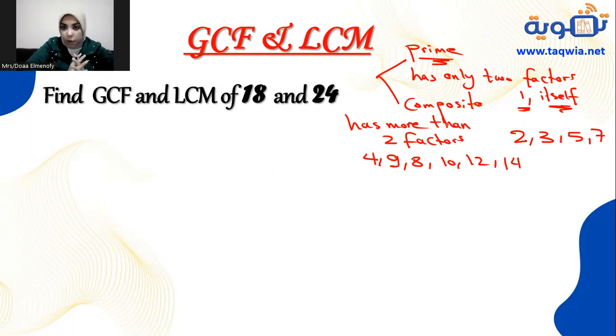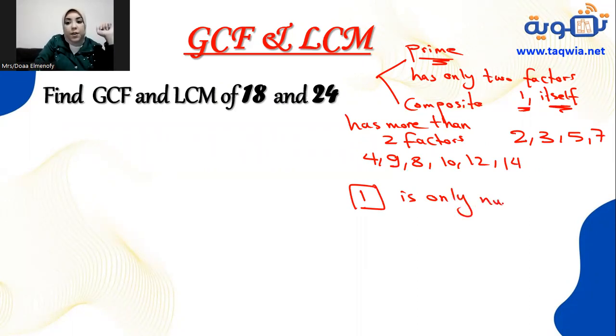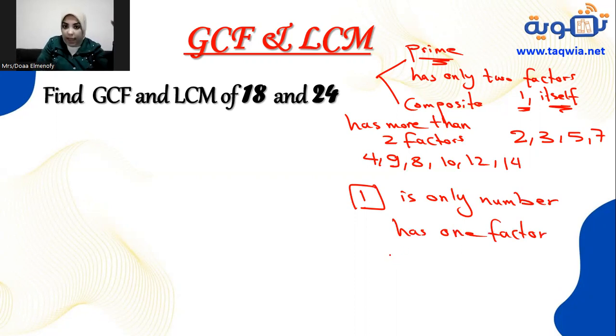So now you remember what is prime and what is composite, and you have to note that 1 is the only number that has one factor, and it's not prime and it's not composite. Because it has only one factor. So, okay, now let's remember how we can factorize.